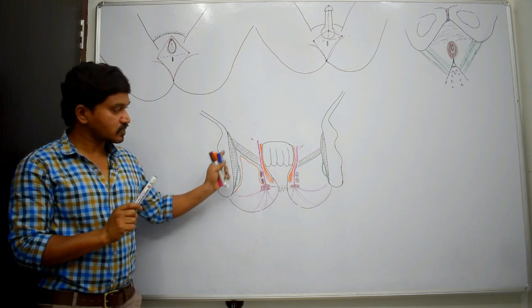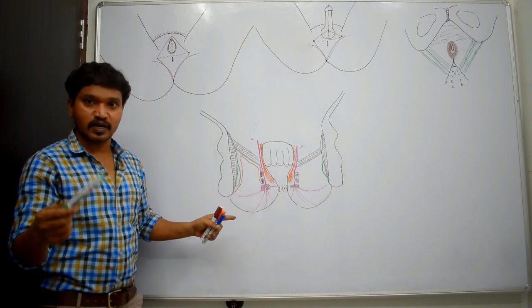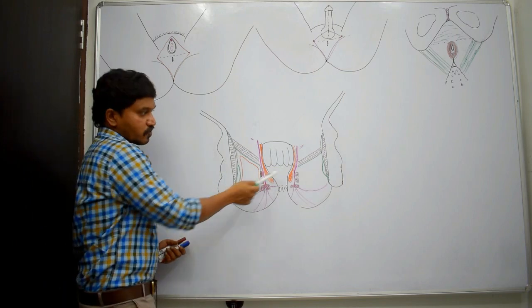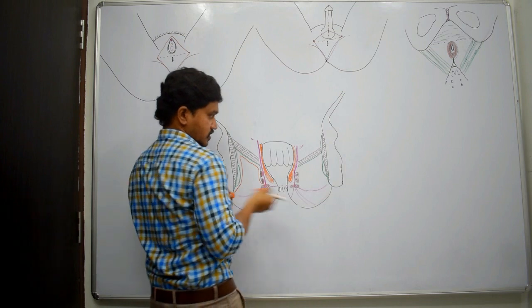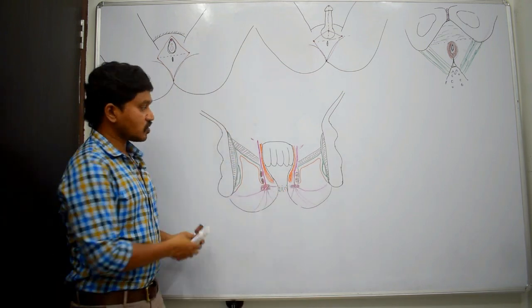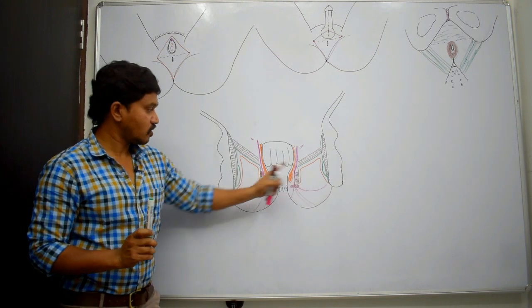Remember that, because we are going to divide the ischiorectal fossa into different parts, right? In that, it will be helpful. If you want to draw this lunate fascia here also, we can draw like this. This is the ischiorectal fossa or ischioanal fossa.